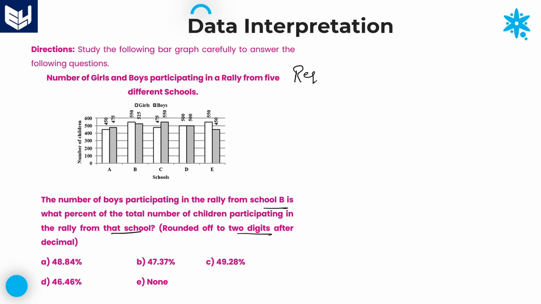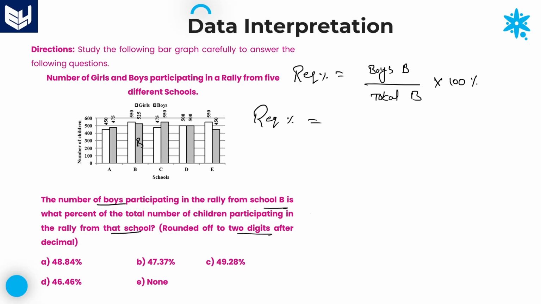What is our required percentage to be calculated? That is the number of boys from school B, what percent of the total number of children from school B. Therefore, boys B divided by total school B, and whenever you are calculating percentage, into 100 percentage symbol, that is the common thing. Therefore, the required percentage is equal to boys from school B.